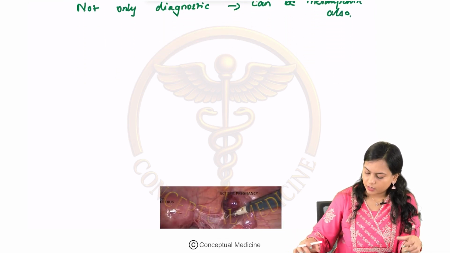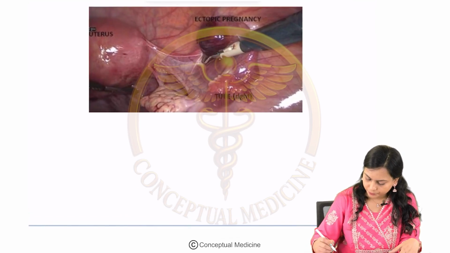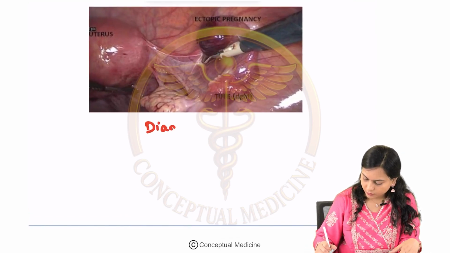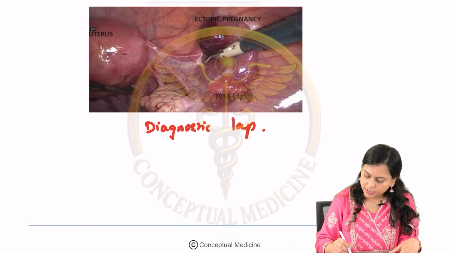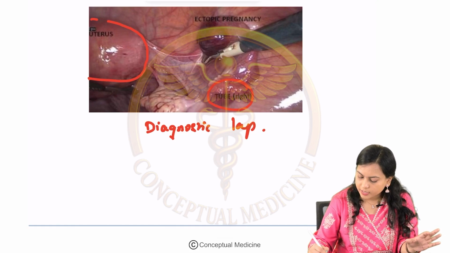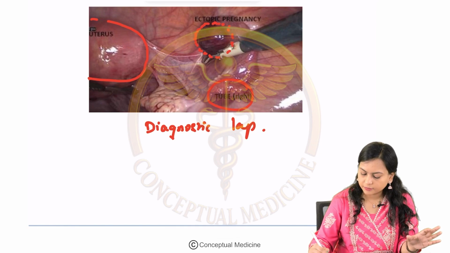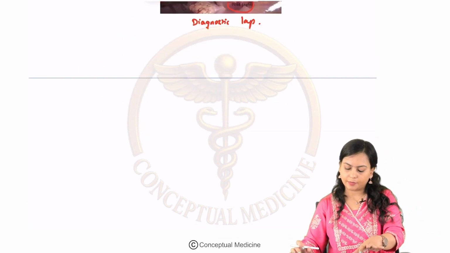Clear? So this is a picture of a diagnostic laparoscopy, where you are able to see the uterus. See, this is the uterus, and this is the tube, right, and you are able to see a pregnancy outside here. So this is an ectopic pregnancy that is seen in diagnostic laparoscopy.